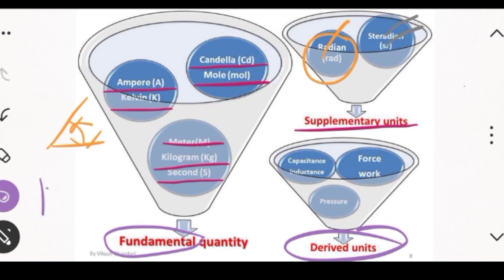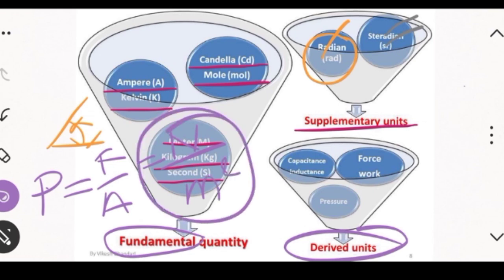For example, pressure. What is the pressure formula? Force upon area. Force upon area is called pressure. The unit of pressure is newton per meter square. It is called a derived unit, that is, it is derived from force as well as area.